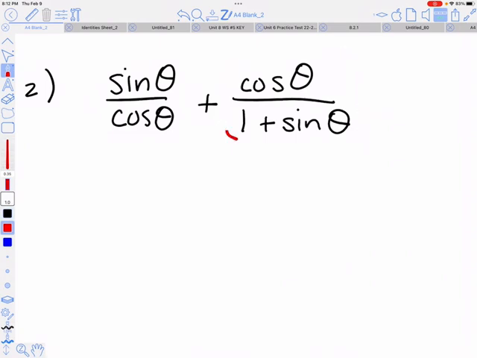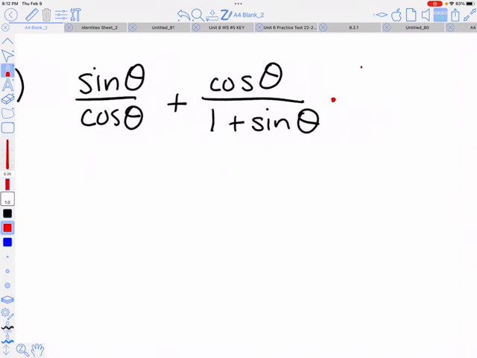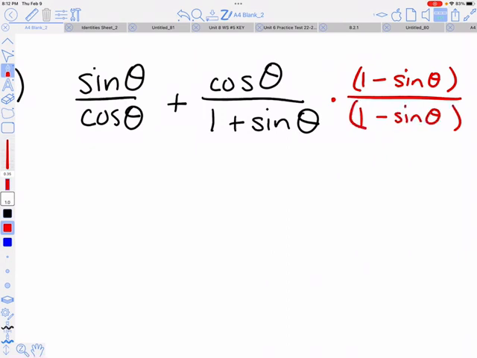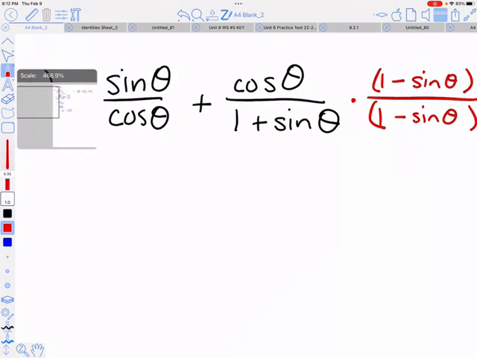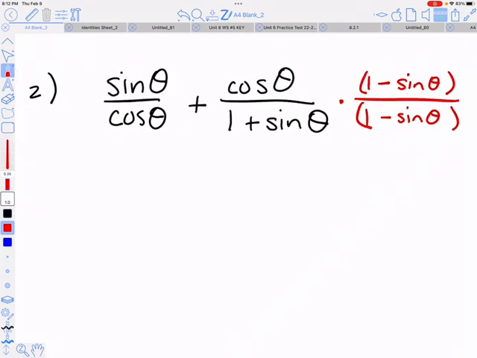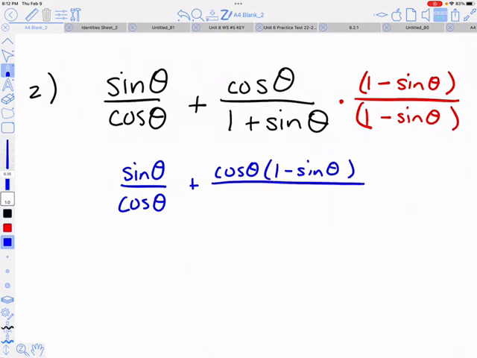So watch what I'm going to do. You would not have thought to do this, of course, unless you're told to, but hopefully once you see it done, you'll see why I'm doing it. So I'm going to multiply that second fraction by the conjugate of its denominator so that I can make some squared things in the denominator. So I'm going to have cosine theta times 1 minus sine. I'll worry about multiplying that in later. And on the bottom, I'm going to get a squared, so 1 minus b squared, which is sine squared. That's just from foiling those together.